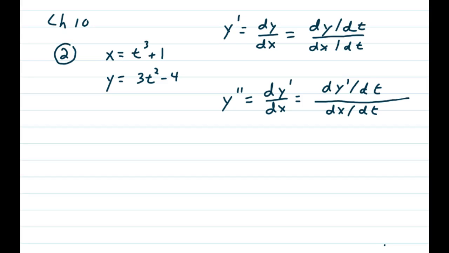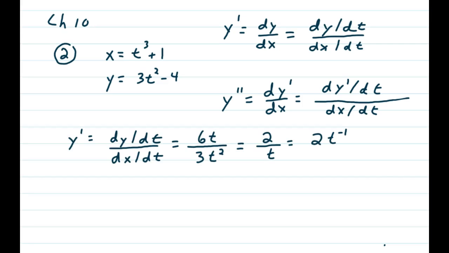So y prime, written as dy/dx, is a formula that looks like dy/dt over dx/dt, which makes a little bit of sense because those dt's could cross out, leaving dy/dx. Then in order to find the second derivative, just as you did back in Calc 1, y double prime is the derivative of the first derivative. So we're going to take the derivative of y prime with respect to t, because we have these distinct equations, over dx/dt.